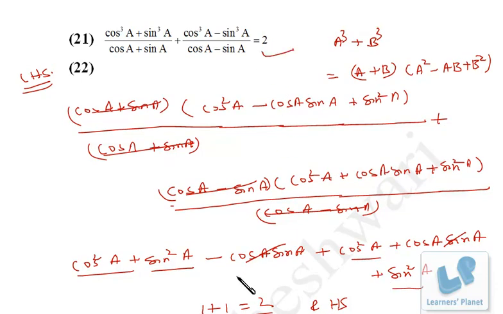Okay, so the problem is very simple. You just have to put the identity of a cube plus b cube and a cube minus b cube, right?